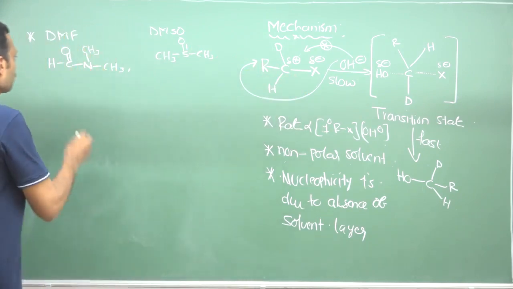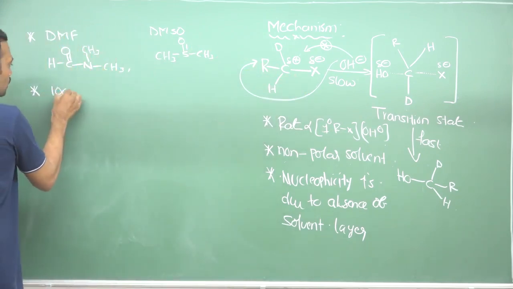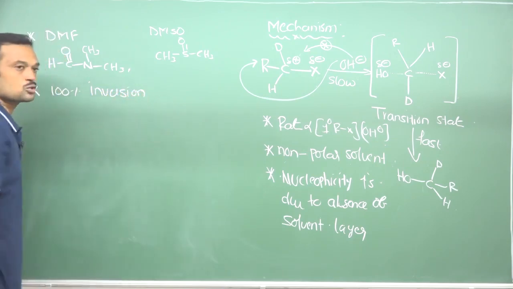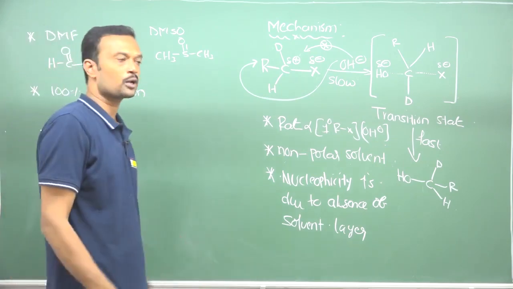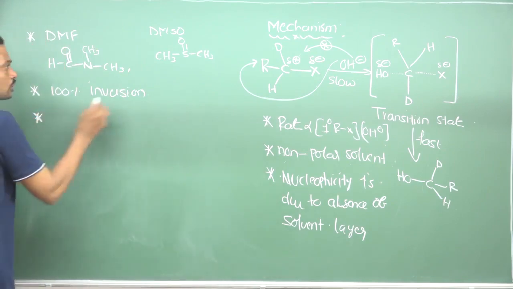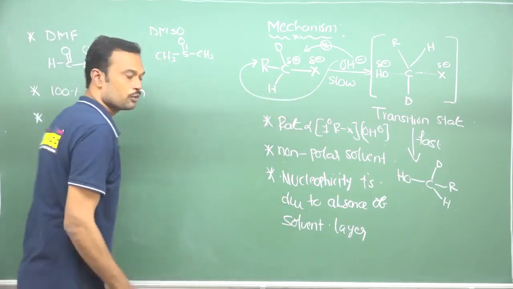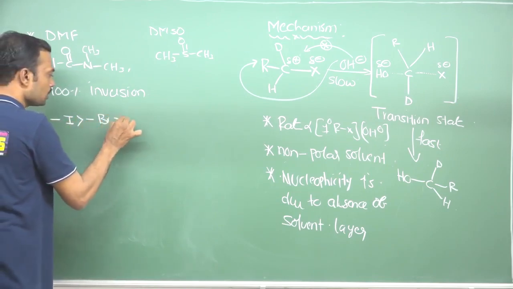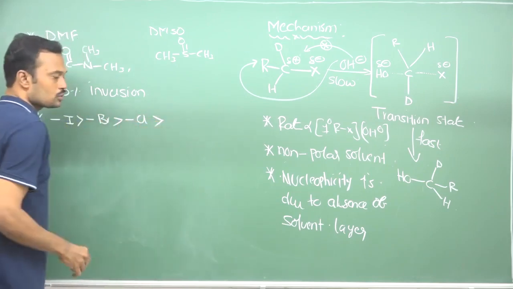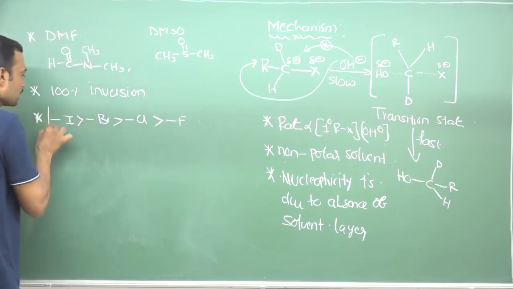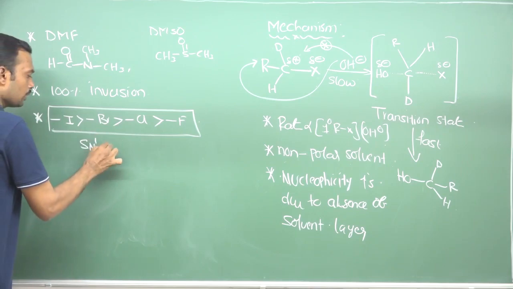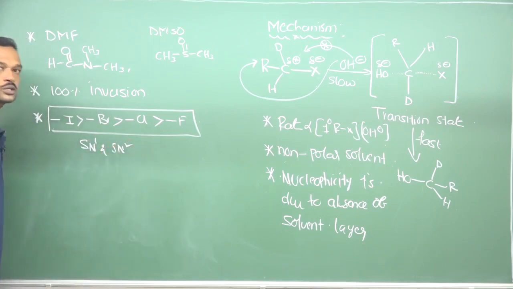And what about the product involved in this reaction? The product is 100% inversion, meaning only one isomer is going to be expected. And what about the reactivity of halogens? The halogen is removed in the form of a leaving group. We know as electronegativity decreases, leaving capacity increases. So we can say iodine is an excellent leaving group. It is applicable for both SN1 and SN2. You need to follow this order.